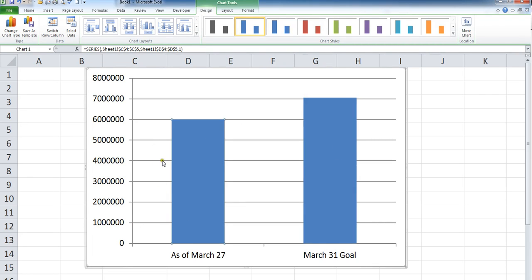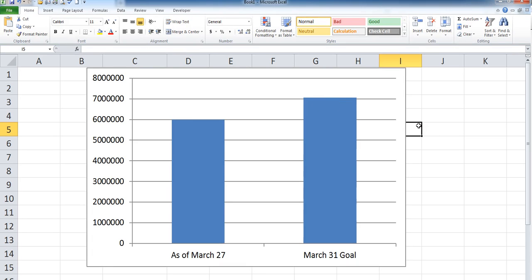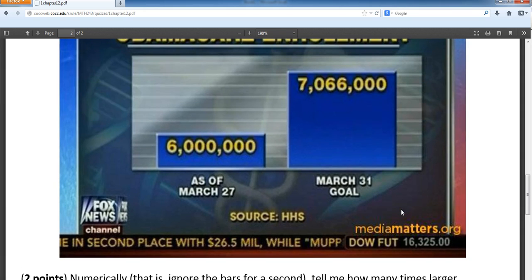1, 2, 3, 4, 5, 6. This one here has one extra one of those units on. So it's 1.17, or 1 1/6, as large. That, my friends, is a non-misleading bar chart. Compare that to what we were given, which is extraordinarily misleading. I think it's hilarious.